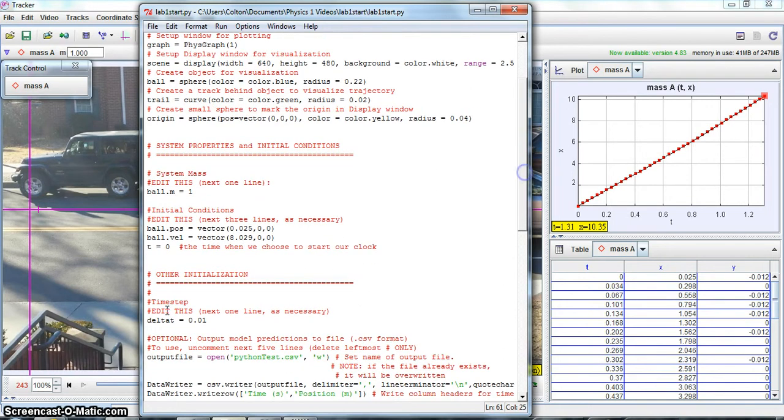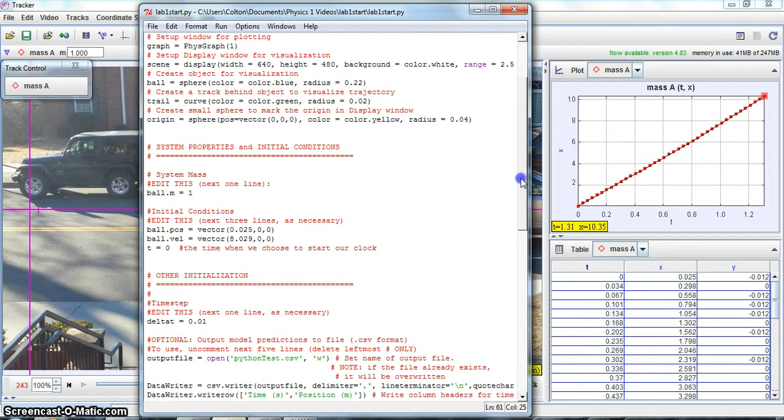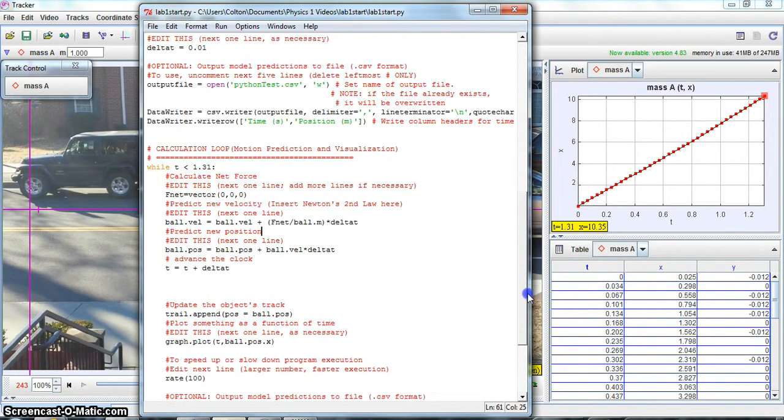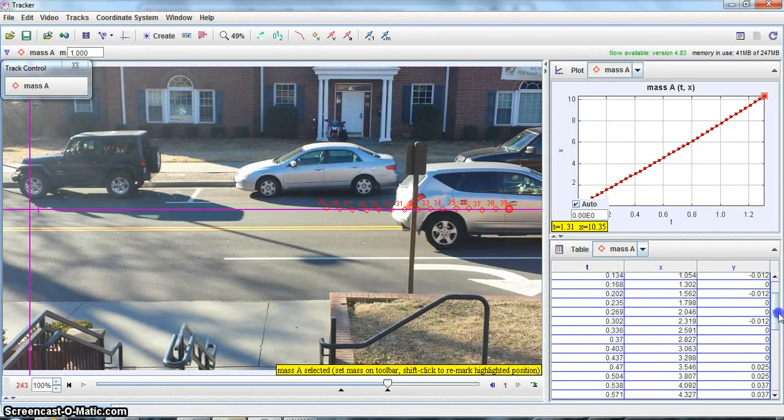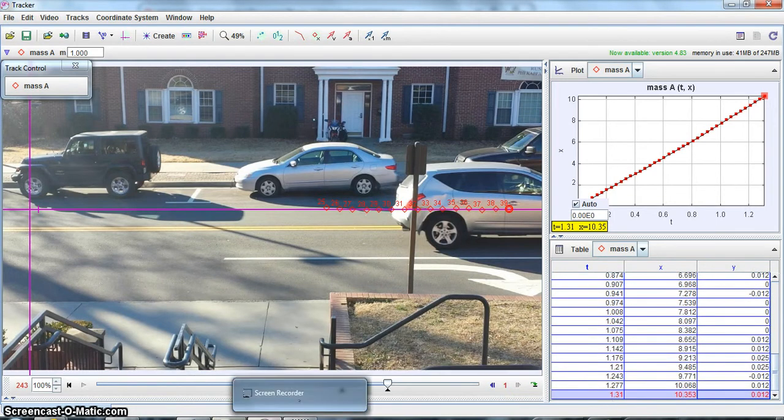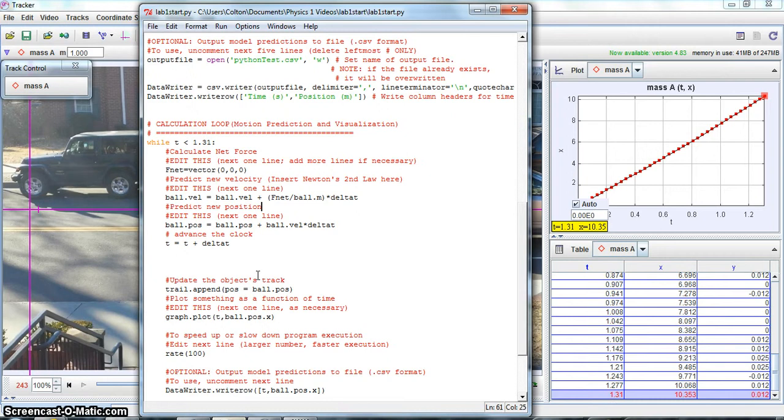After keeping delta t at 0.01, because it's a small enough time increment where we can see a variable change, I also had to change the while loop. Now, because we're observing it through time, we had to find the final time of the object that we observed. So, scrolling down through Tracker, we see that our final time was at 1.3 seconds. And going back to our code, I had to change this to 1.31 seconds.